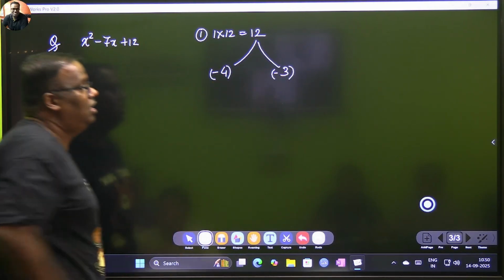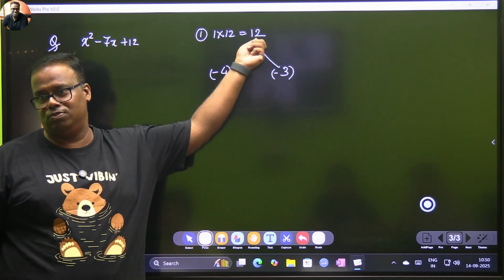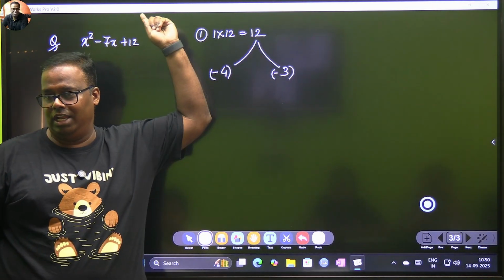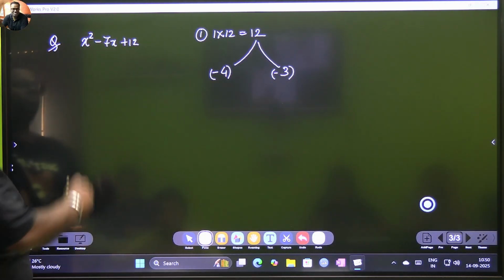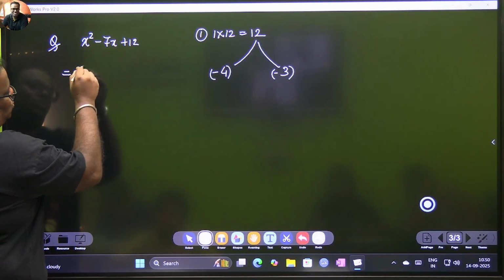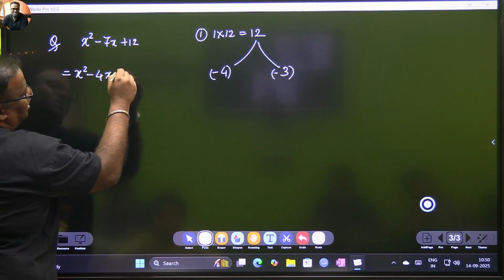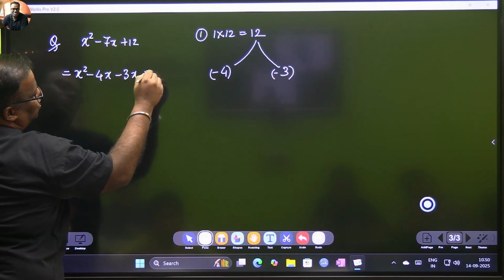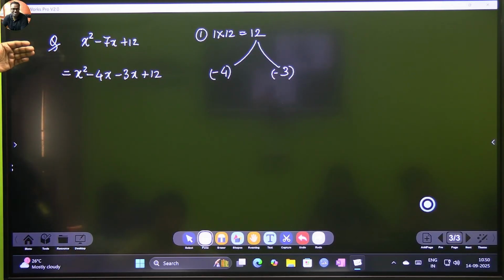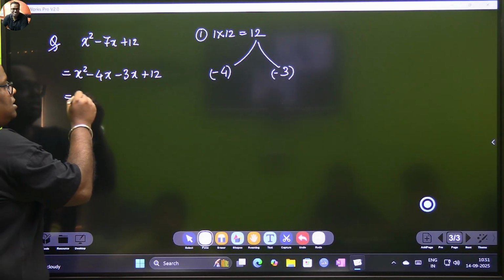Now just see, if you multiply these two, you get positive 12. If you add these two, you get negative 7x. So our job becomes easy now. X square. Now split the middle term. Negative 4x, negative 3x plus 12. Have you understood? Now, you could have written negative 3, negative 4 also. Doesn't matter.